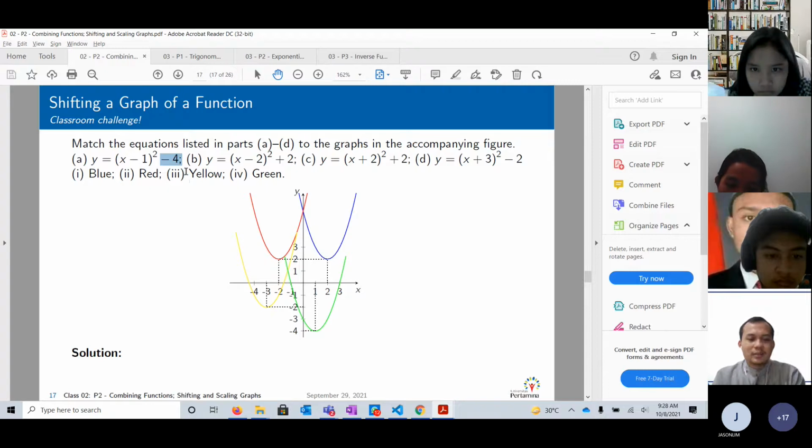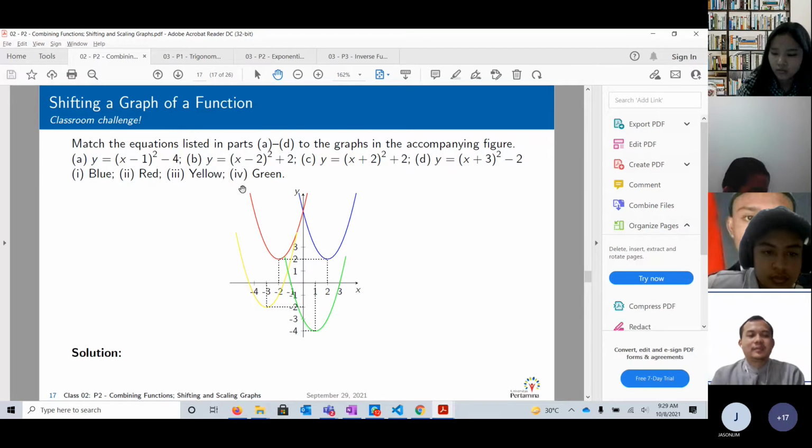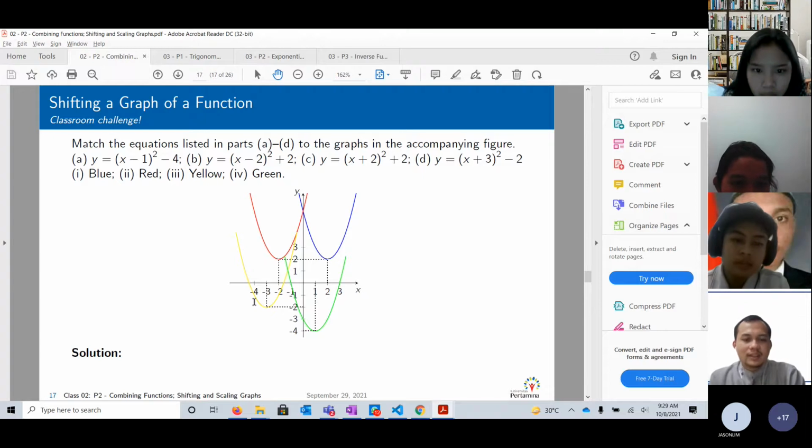Down, sir. Down by 4 units. In that case, what is the correct graph for A? The blue one, red one, yellow one, or green one? The green one. Now, what is the correct graph for B? We already have A is the green one. So B, which one? The blue one, red one, or yellow one? The blue one.